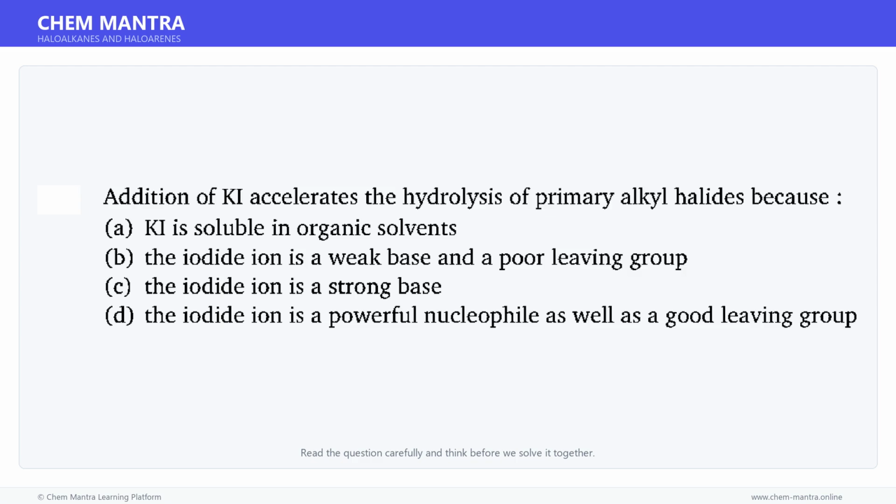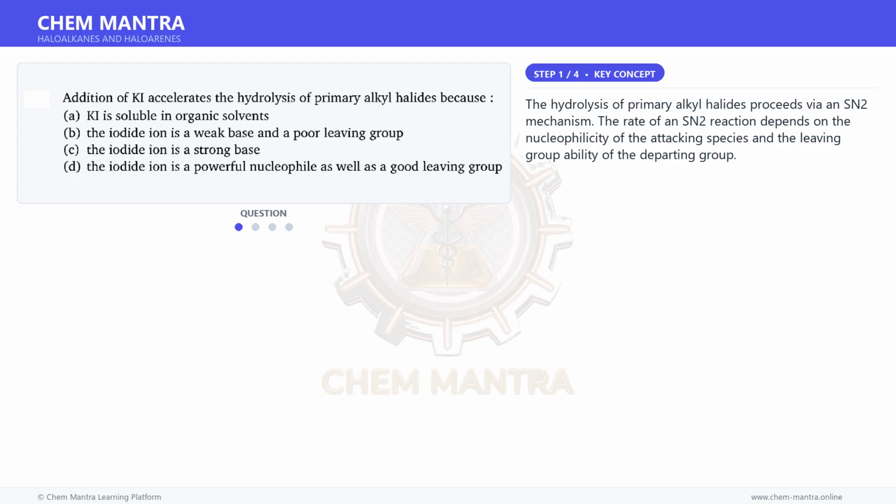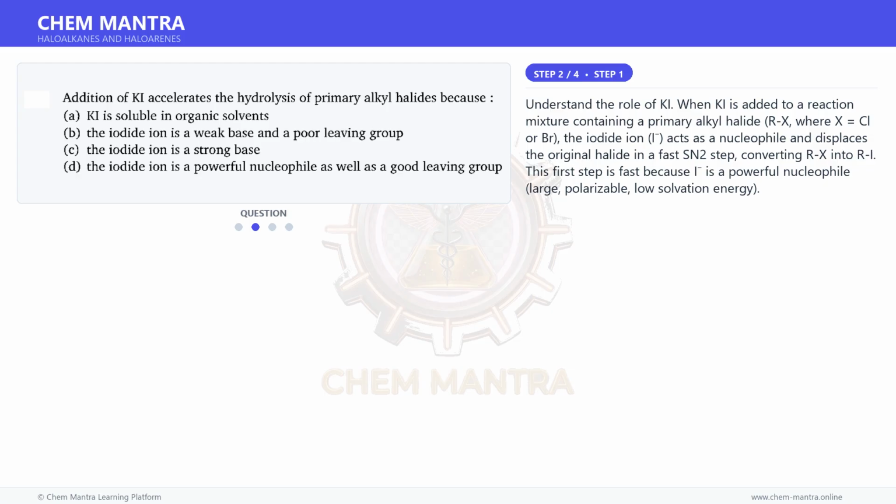Here is a question. Read it carefully and think about the answer. Let us solve it step by step. Let us first understand the key concept here. The hydrolysis of primary alkyl halides proceeds via an SN2 mechanism. The rate of an SN2 reaction depends on the nucleophilicity of the attacking species and the leaving group ability of the departing group.